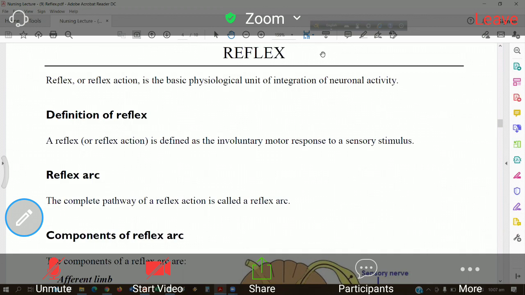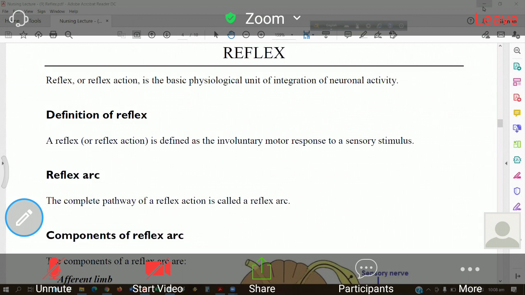involuntary response. A reflex is a motor response. A reflex is a motor activity. Reflex action is a motor function. It involves muscle contraction. It is not a voluntary motor activity, rather it is an involuntary one. Reflex is an involuntary motor activity.